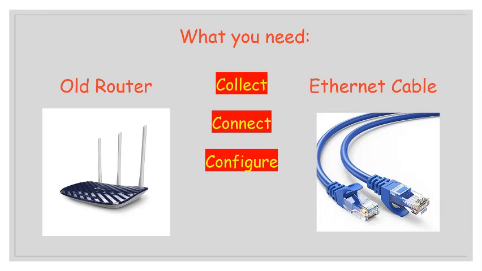The second step is connect. Connect it as per the recommendation. Connect these secondary routers to your primary router with the Ethernet cable. And the third step is configuration. In this video, we have also clarified the configuration steps that will really help you to make this router work.